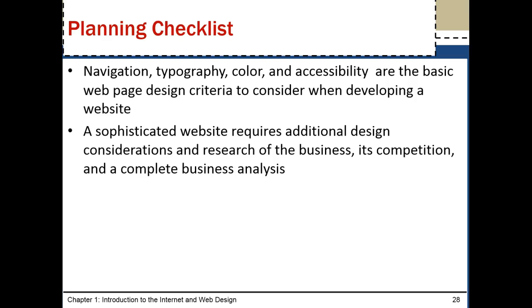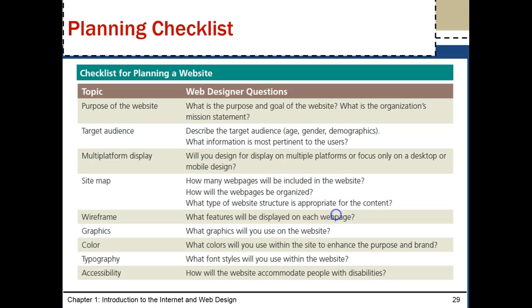So before you plan, you need to create a checklist that looks at navigation, typography, color, and accessibility of your website. Also, for a more sophisticated website, you need additional design considerations. You need to research the business, research its competitors, and have a complete business analysis. So this is an example of a checklist for planning a website.